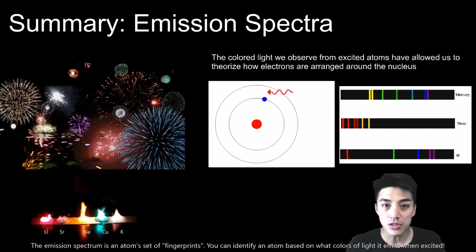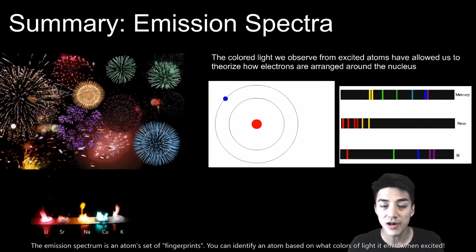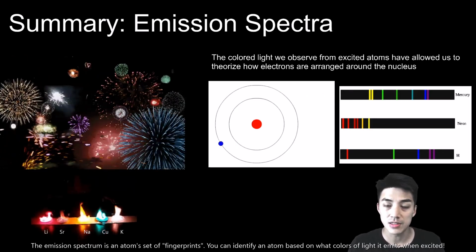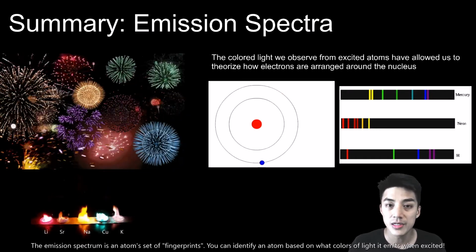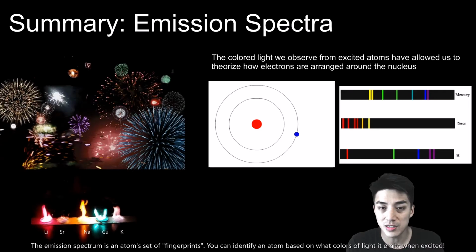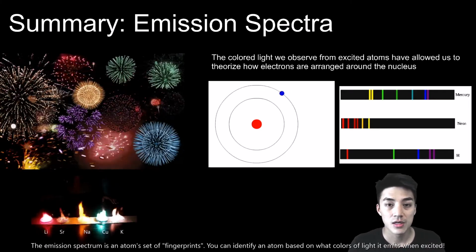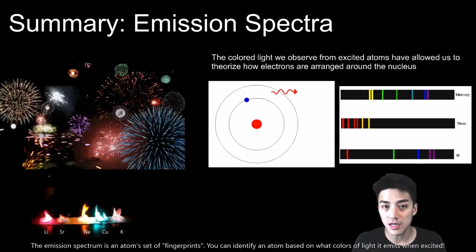It's kind of like how you have your own individual set of fingerprints, and we can identify who you are based on just looking at them. Well, to a physicist or a scientist or a chemist, we can identify an atom or an element just by looking at its emission spectrum. The emission spectrum has specific lines that tell you what wavelengths of light are given off, so then I can identify that particular element based on just looking at its colors.